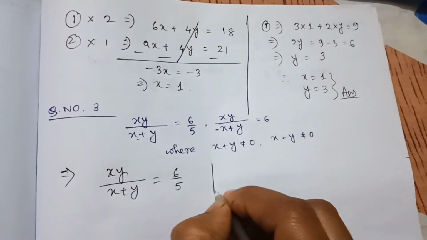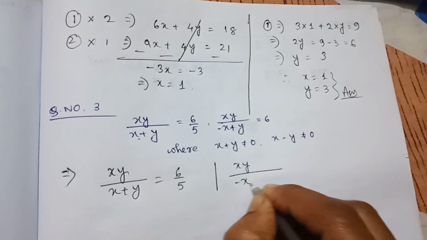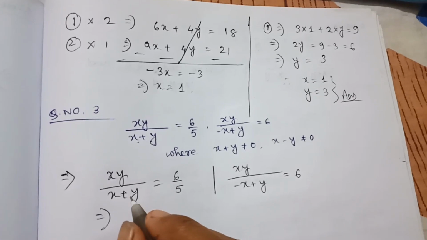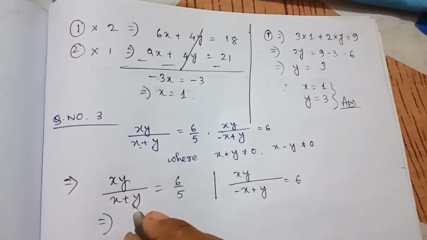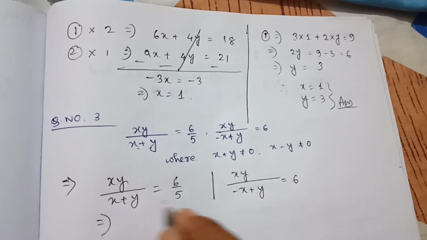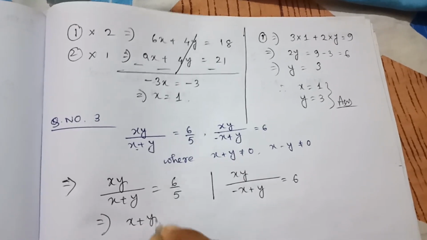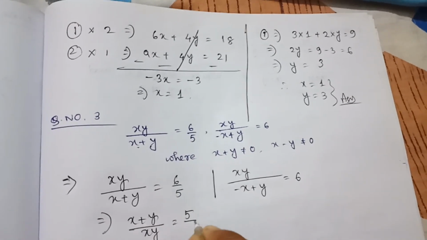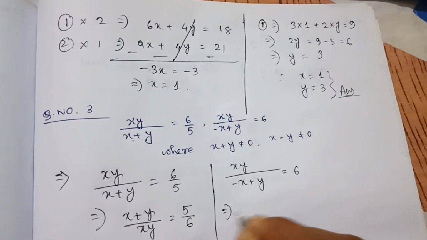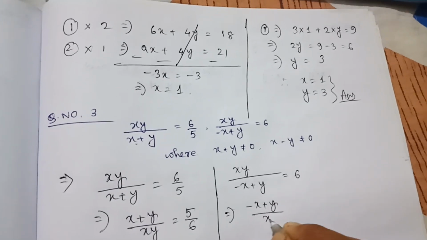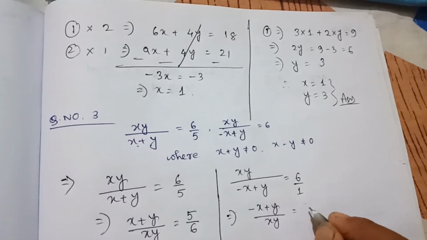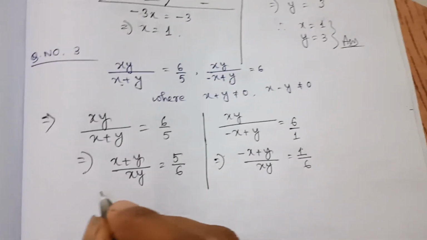I am doing both the equations together so that you can get the brief idea. We will just take the reciprocal. That means we will make the denominator the numerator and the numerator the denominator for the whole equation. That means we will write like this. You are just flipping it. And this one, minus x plus y divided by xy, equals 6 by 1. We can write it as 6 by 1, so it will be 1 by 6.